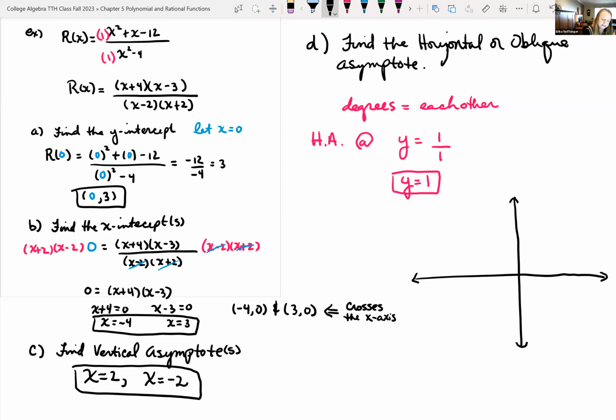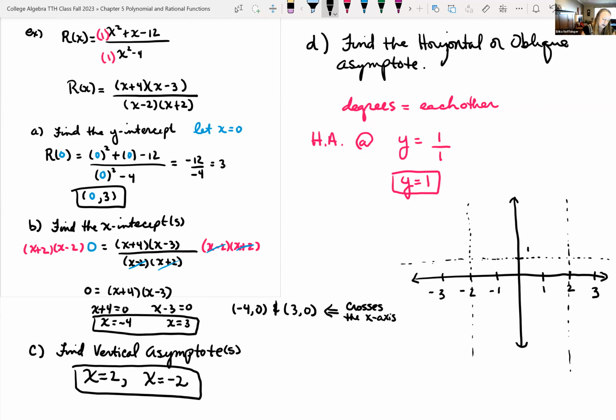Okay, so denoting our asymptotes, we had one at x equals -2, which we denote by a dotted line. We had one at x equals 2, so a vertical line at x equals 2. And we had a horizontal asymptote at y equals 1, so we denote it by a dotted horizontal line at y equals 1.